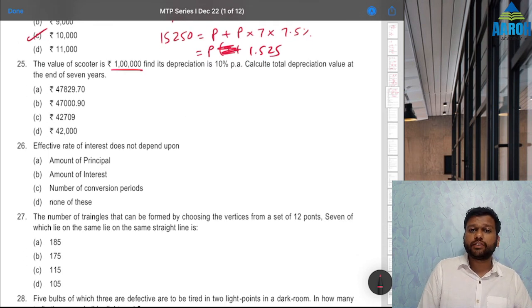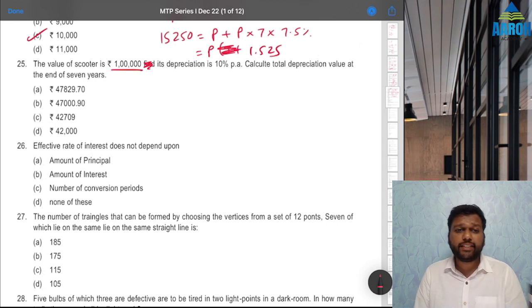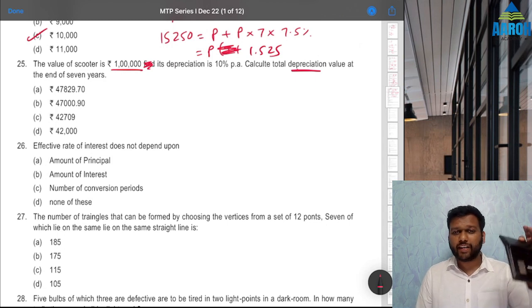Value of a scooter is 1 lakh. Find its depreciation is 10%. Okay, no, they have made a lot of printing mistakes. I don't know why, but questions are very good. Calculate total depreciation value at the end of 7 years. I think they mean depreciable value, but let's check. Okay. In case of depreciation, you can directly do it on calculator also.